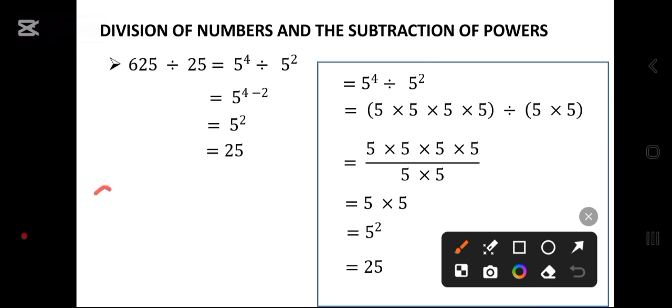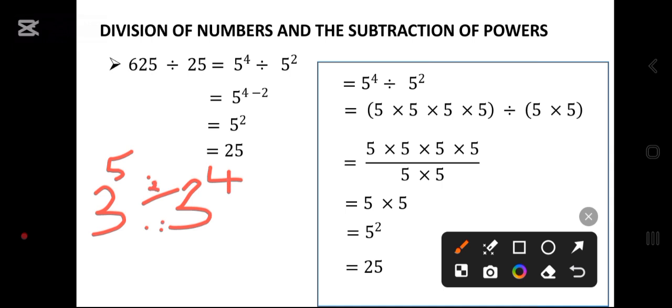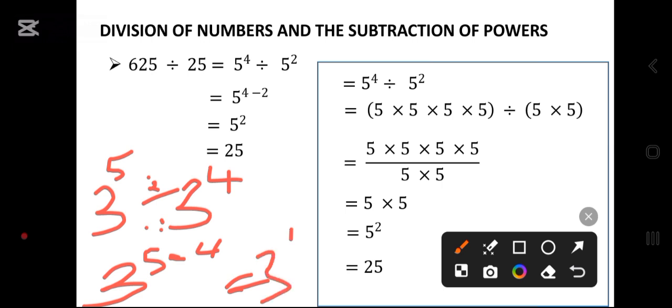Another example, we have 3 raised to power 5 divided by 3 raised to power 4. We take one of the base since they are the same, which is 3. We do subtraction of the powers, 5 minus 4. So the final answer is 3 raised to power 1.